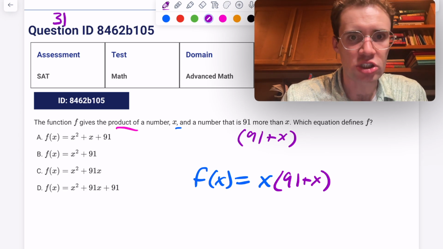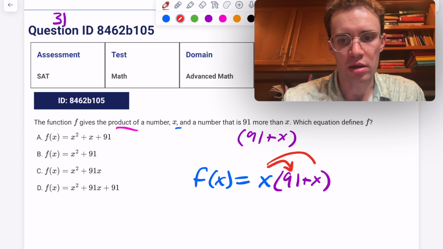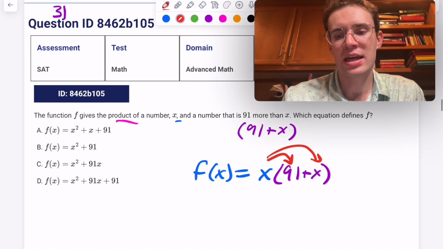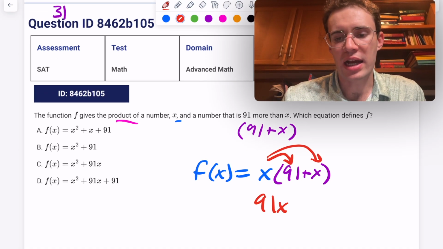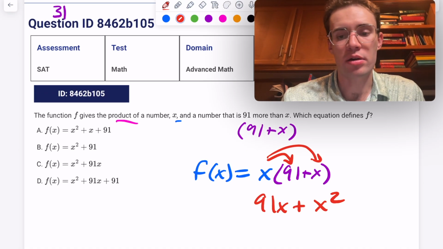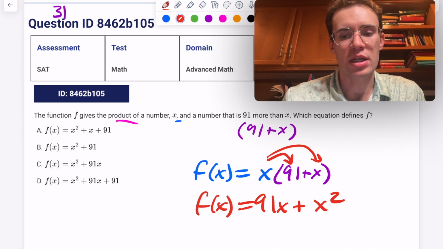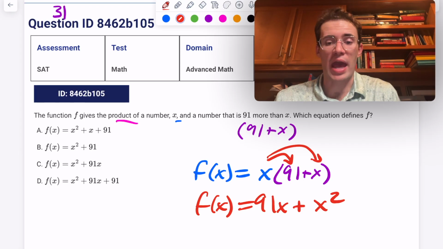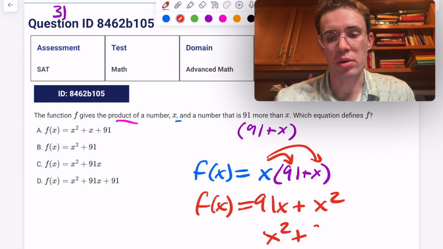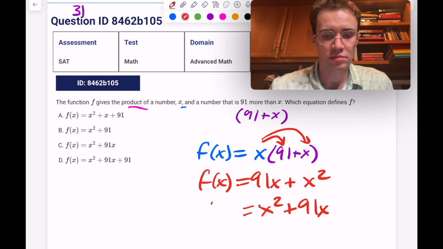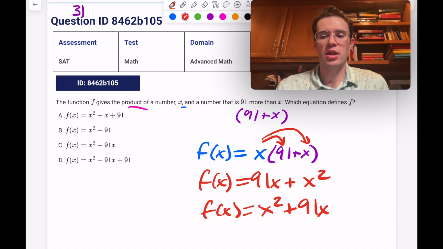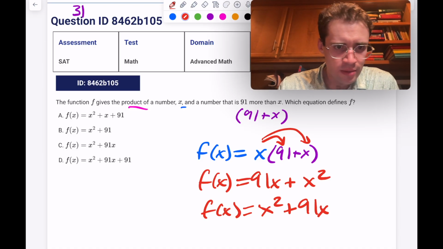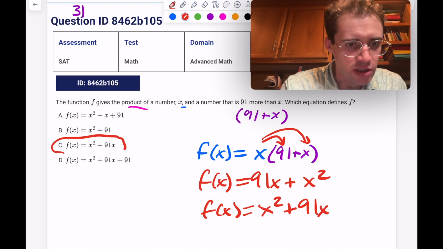And now it looks like they distributed here. So we're just distributing x to the 91 and to the x. That gives us 91x plus x times x is x squared. So f of x equals 91x plus x squared, or the commutative property of addition, doesn't matter what order we add those things, it could be x squared plus 91x. Right, so either of those would be acceptable. Let's see, it looks like C is our answer here.